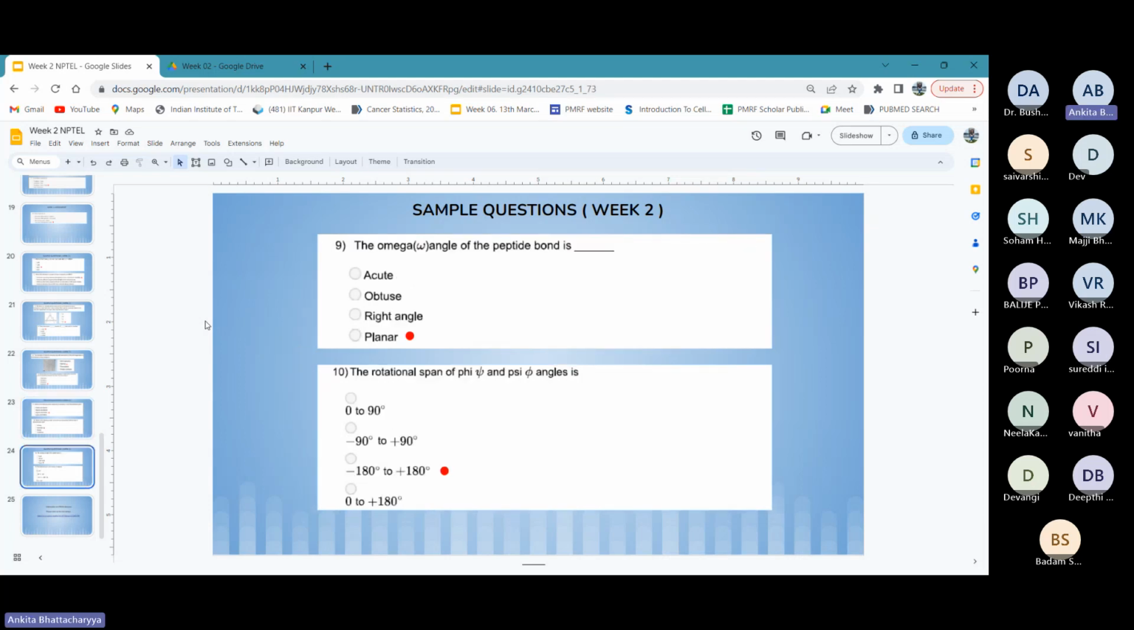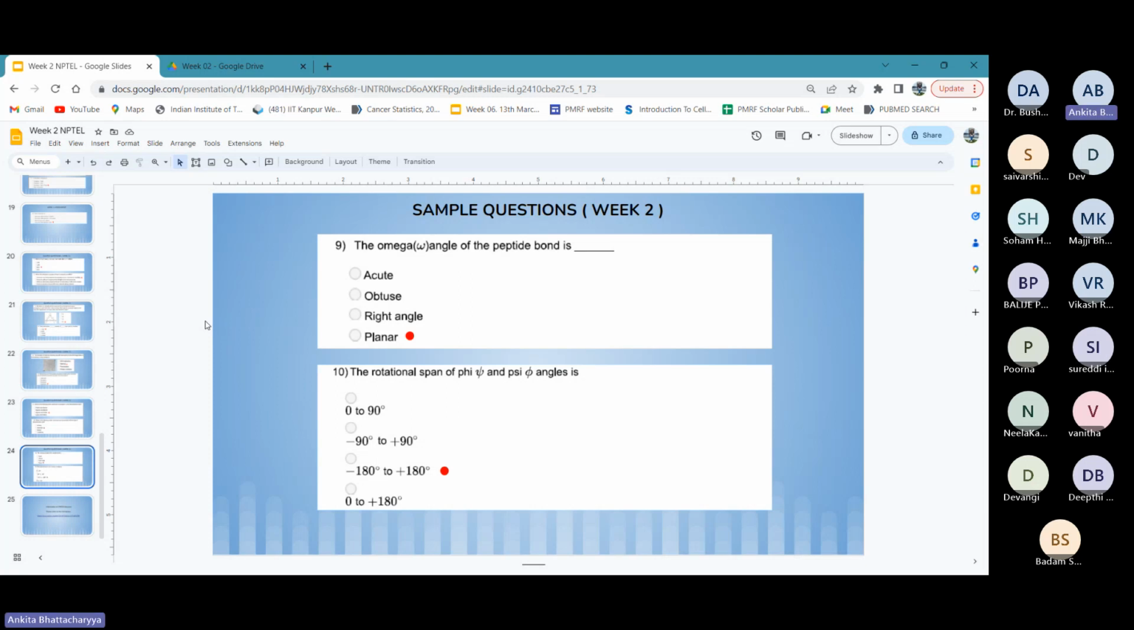And the last 2 questions are about the omega angle of the peptide bond. If you remember, the phi-psi angles are the dihedral angles, where the omega angle was between the N and the C prime, which is basically part of the peptide bond only. So the omega angle is mostly planar. So it's an indirect way of asking you the exact question: what is the nature of the peptide bond? The peptide bond is planar, and because the omega angle is equivalent to the angle between the peptide bond contributing moieties, therefore the answer will be planar.